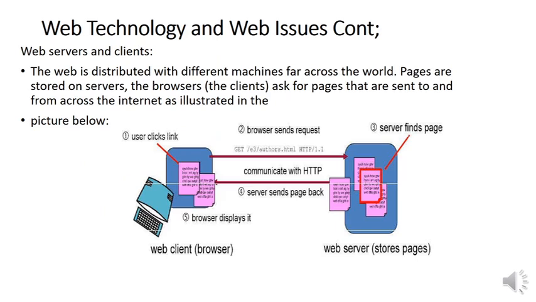Web server and clients. The web is distributed, with different machines far across the world. Pages are stored on servers. The browsers, the clients, ask for pages that are sent to and fro across the internet, as illustrated in the picture below. What they are simply saying is that web servers and clients operate in space, and many pages are stored in different servers.